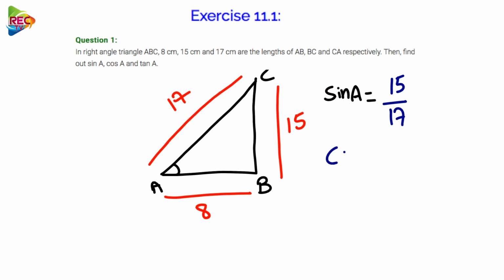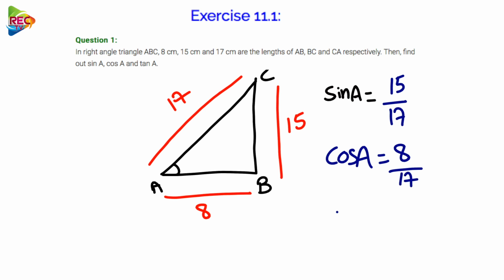Similarly cos A. Cos A equal to the length of the adjacent side of the angle by the length of the hypotenuse. The hypotenuse you already know. So cos A equal to the length of the adjacent side, that is AB 8, by the hypotenuse 17.